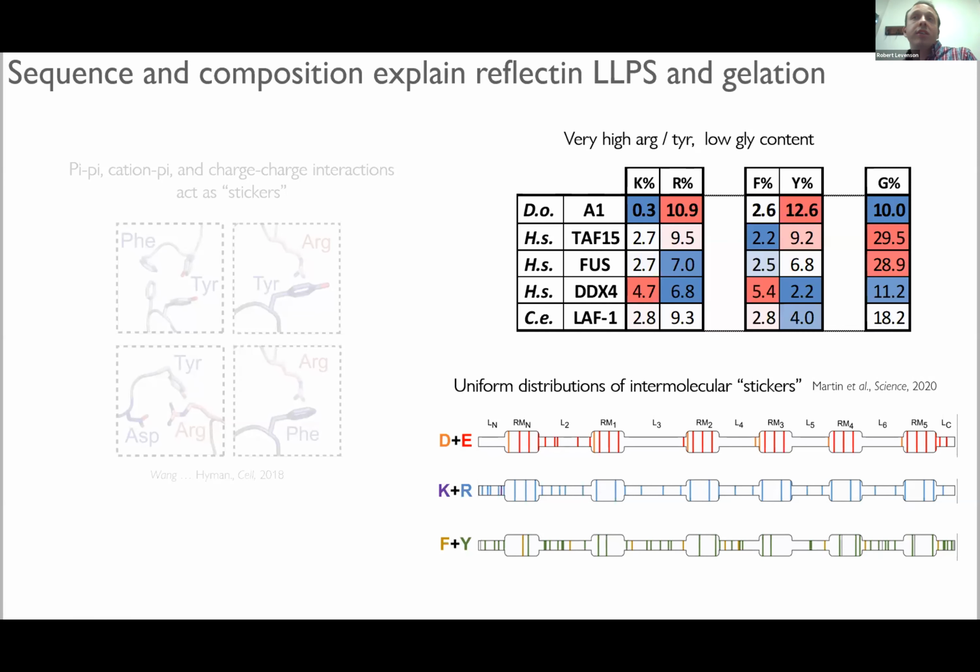Additionally, one note is that they're very low in glycine as well, which may be one factor contributing to the rapid gelation. If we look at how these stickers are distributed across these block copolymeric-like reflectin proteins, they're very uniform distributions of the stickers, another attribute which has been shown to be associated with a strong drive towards phase separation. So these reflectin sequences seem to be strongly optimized towards phase separation.